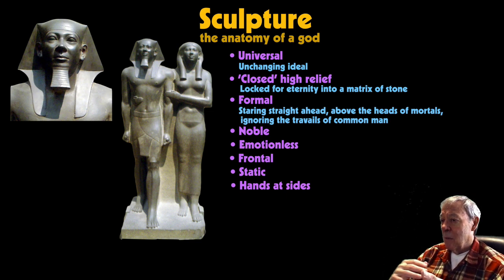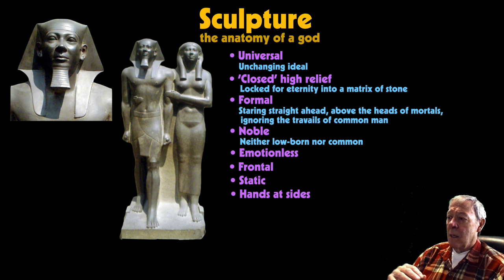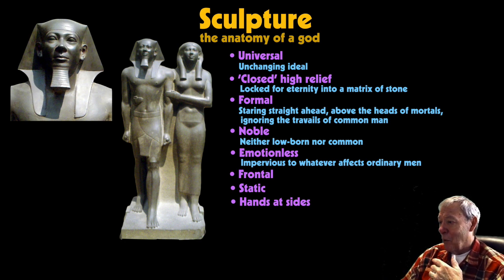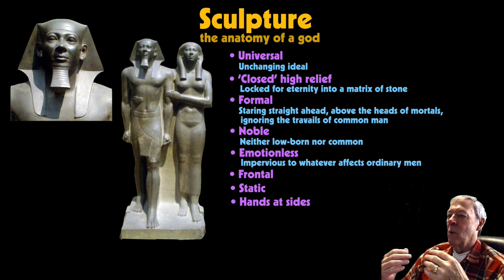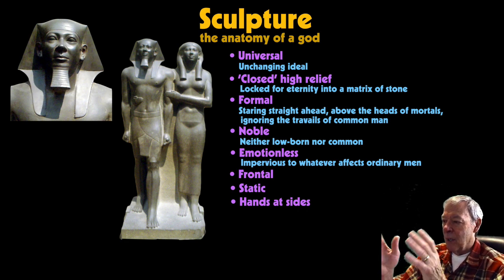Noble demeanor is a clear indication that they are neither low-born nor common. Emotionless, similar to the formality, they are impervious to whatever affects ordinary man. Now, in reality, of course, they were not that way. We're talking about pharaohs. They suffered emotional distress and anger and happiness just like every human being does. But we're not trying to represent with these figures the man that sits on the throne. Instead, you're representing the concept of pharaoh-ness, right?